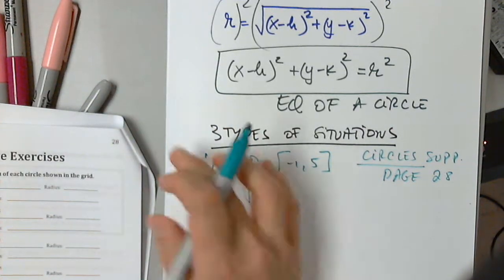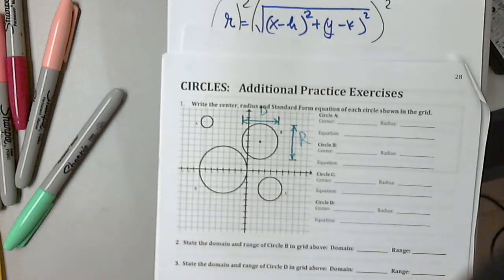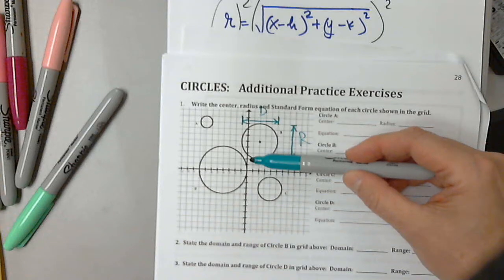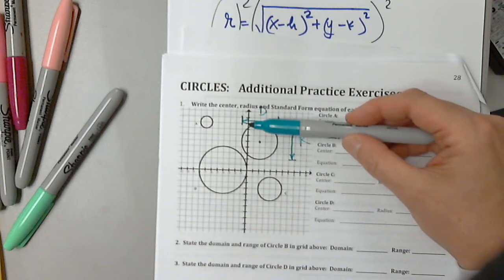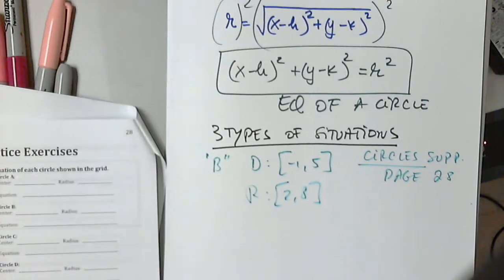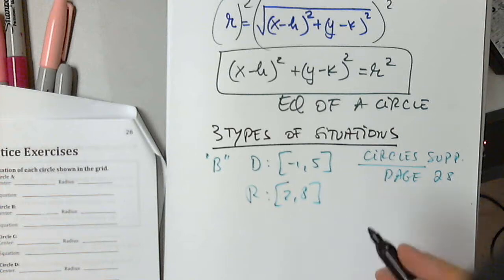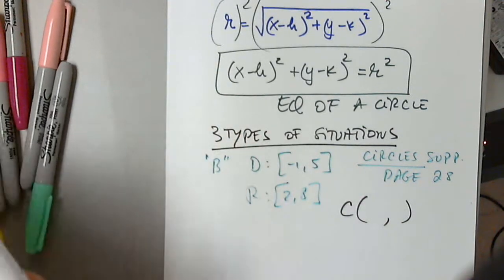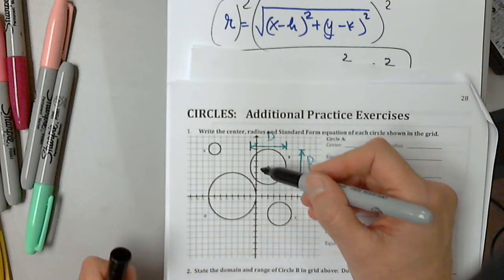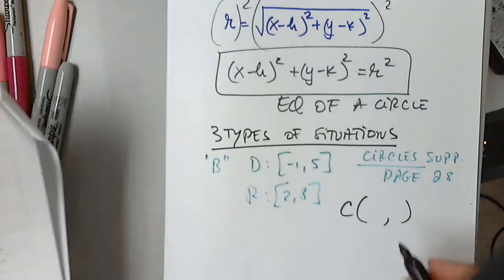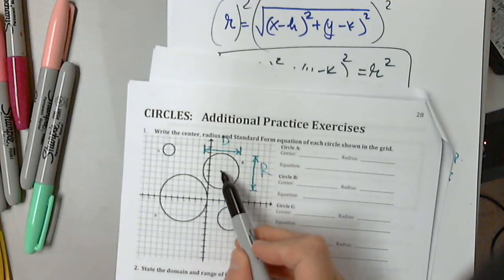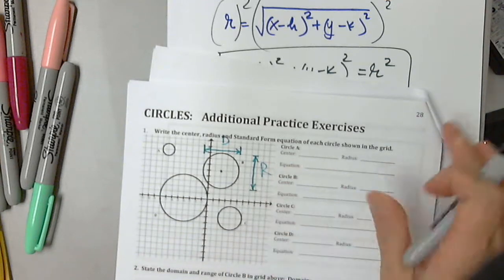Okay, let's also identify the range from +2 to +8. 2 to 8. Okay. Center. The center is 2, I think it's 5. 2, 5. And now let's identify the radius. How big is the radius? 3 units.